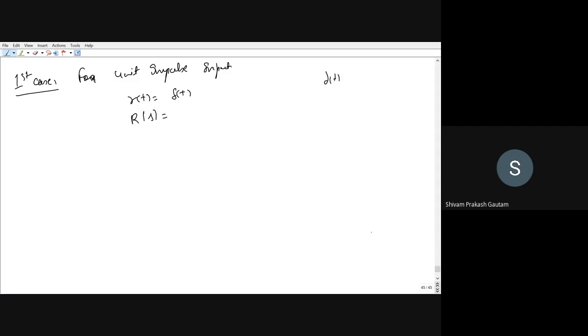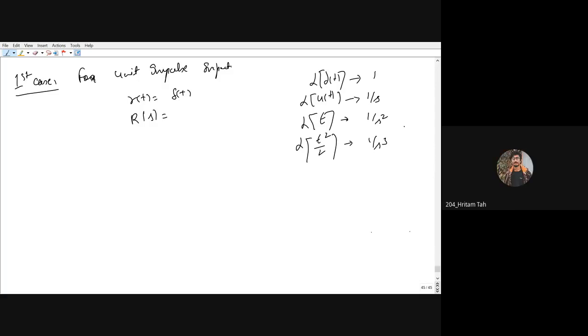Tell me what will be the Laplace transform of impulse function? We are having impulse function, unit step function, ramp function, and parabola function. What is the Laplace transform of all of these functions? We have already seen this in our previous classes. So Laplace transform of impulse is 1. Laplace transform of unit step is 1 by s. For ramp, 1 by s square. For parabola, 1 by s cube. Do you remember this or not? Yes, sir. So Laplace transform of unit impulse is 1. So R of S will be 1.